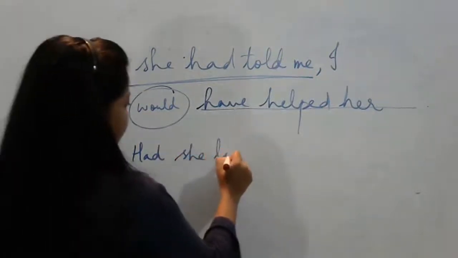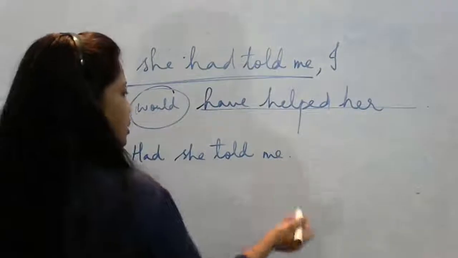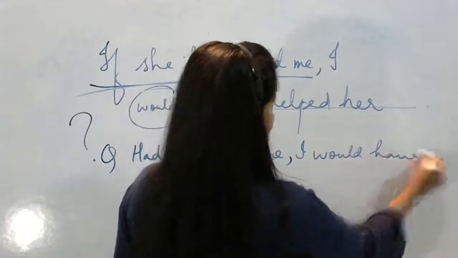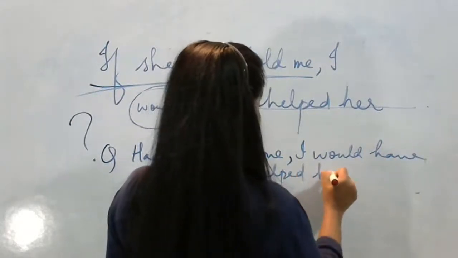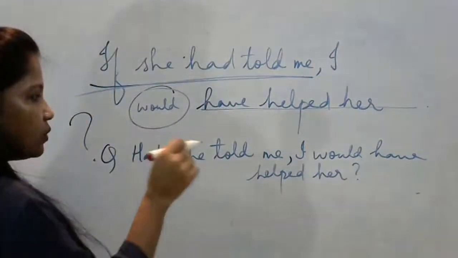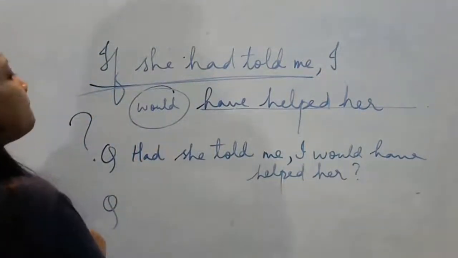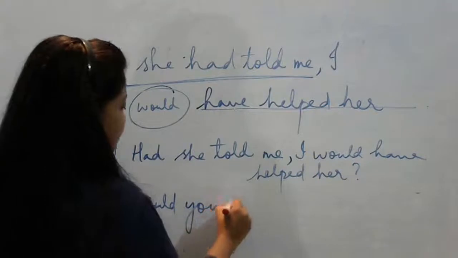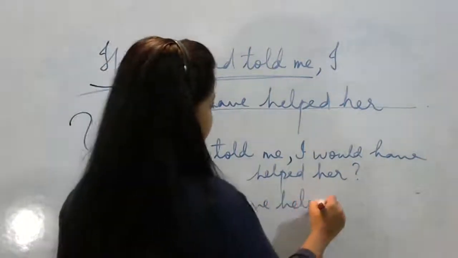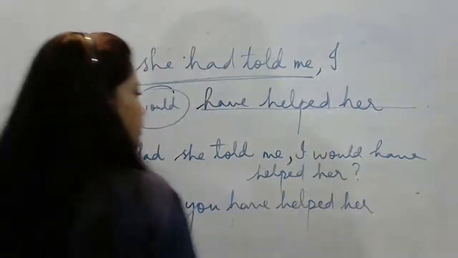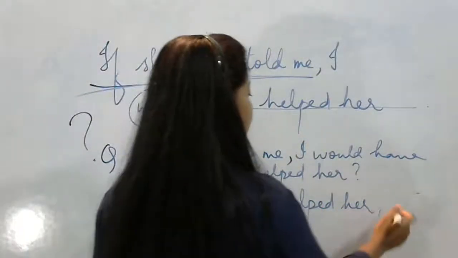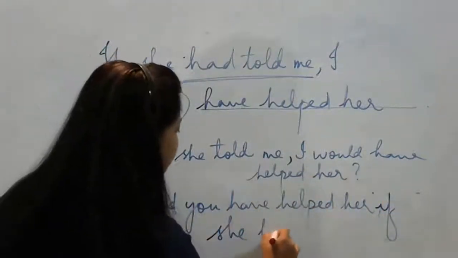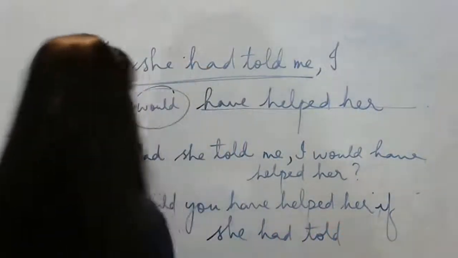Had she told me, I would have helped her. Had she told me, I would have helped her. The next question, would you have helped her? Sorry, no comma here. If, would you have helped her if she had told you?